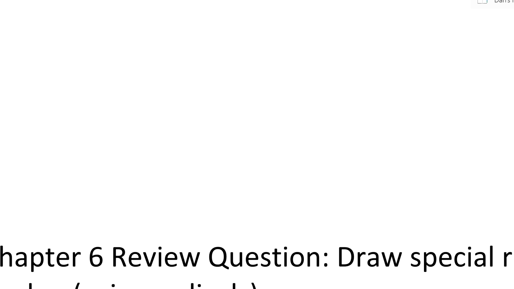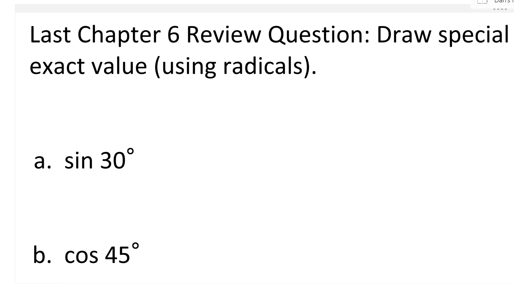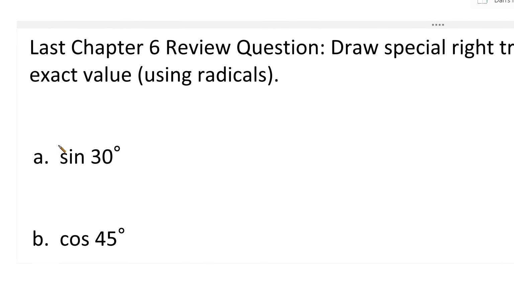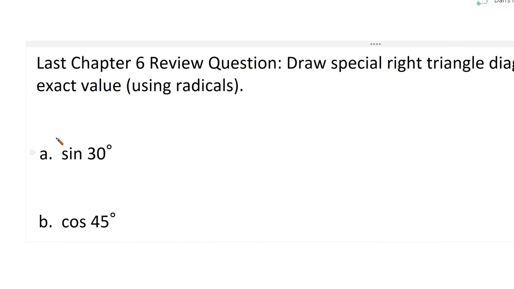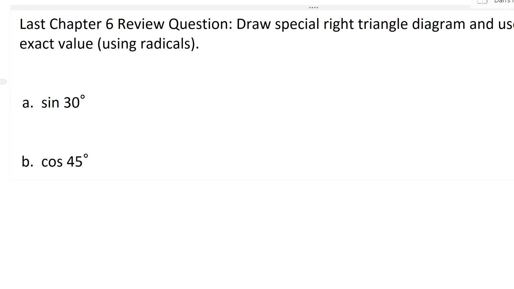Okay, now last question. I'm changing it up from what was on the test review in the book. You have to draw. This is what we did last semester and at the start of this semester. I want you to draw the special right triangles for this. This one is a 30-degree angle, so we're going to use a 30, 60, 90 right triangle. You've got to draw it out. If you don't draw it, you lose points.